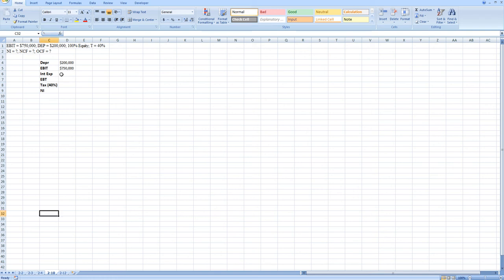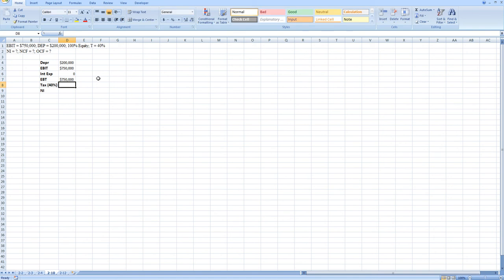Now the next part of this income statement is asking for interest expense. Well, we know the firm is 100% equity financed, so that means there's no debt, which means there's no interest expense. So we can put a big zero right there. And that simplifies everything. So that means EBT is going to be equal to EBIT.